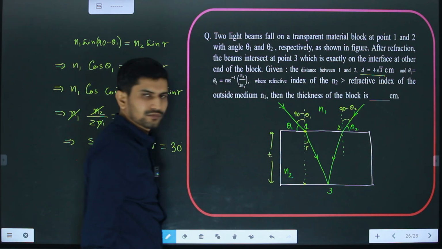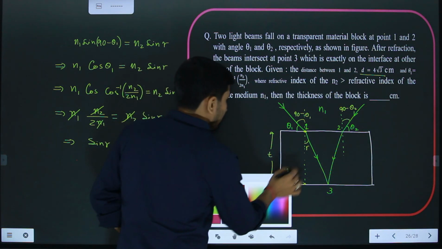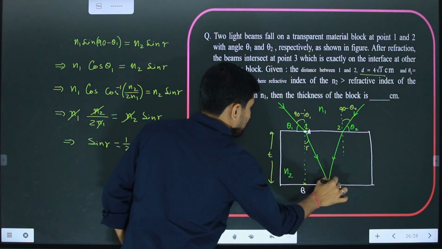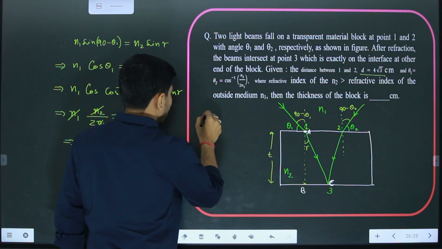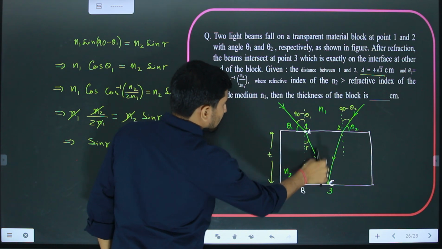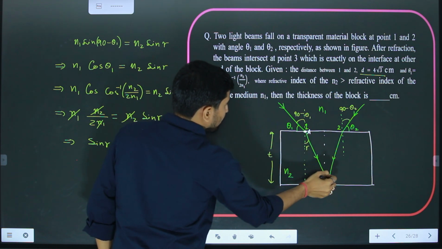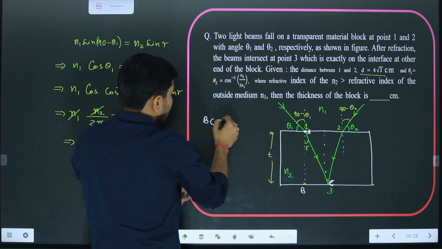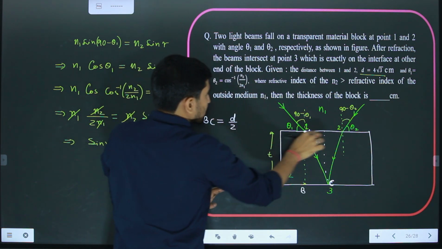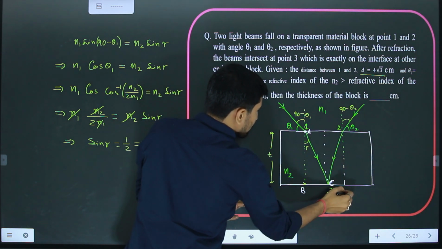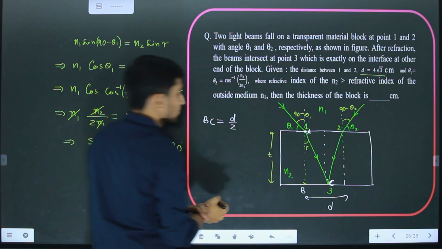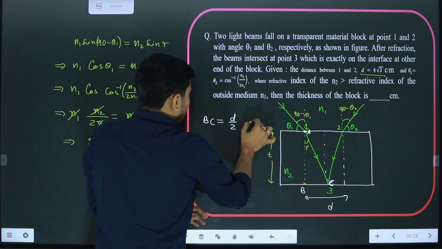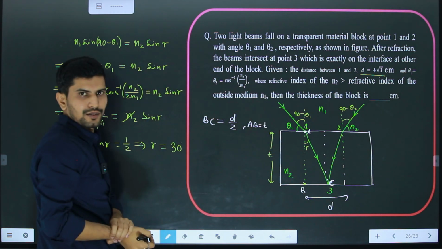After calculating the angle of refraction, which is 30 degrees, we have to calculate the distance from this point to this point. Let's say this is A, this is B and this is C. What is this BC? This point C is the middle, the half of the distance between 1 and 2. So this BC is nothing but d by 2. This whole distance is d. And this AB is nothing but the thickness of the glass slab.